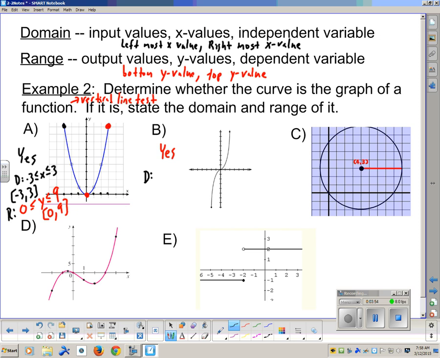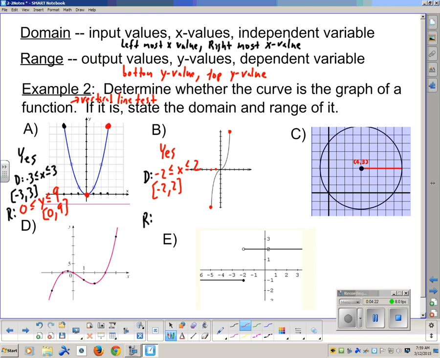So domain, range. For the domain, I'm looking for the leftmost x values. So my left is here, my right is here. What's my x value there? -1, -2. What's my x value here? 1, 2. So x is in between -2 and 2. If you want to do the brackets, it'd be [-2, 2]. You have to use brackets. Do not use parentheses because it includes those two points at the ends.